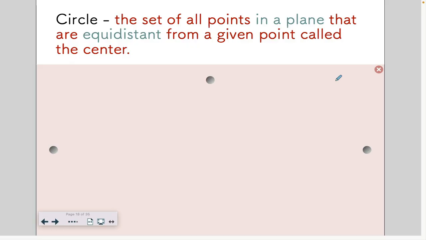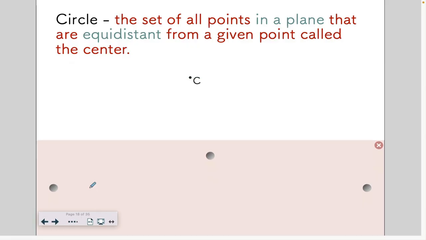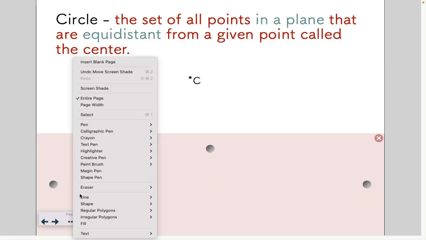Where have you been doing this, basically, for the last couple of days? Compass. Good job. Okay, so if that's my center C, let's see how I do here. I don't always do well with this.